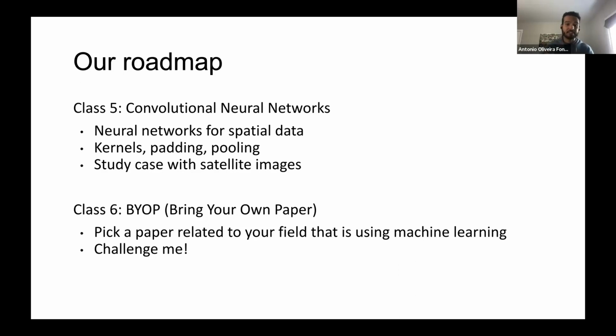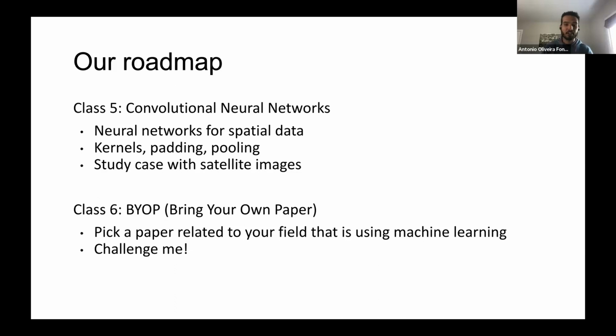And the last class, right? I did it last year and I think it was quite interesting, right? I call it bring your own paper. Okay, so how does it work? Most likely you guys have some machine learning paper in your field, right? That's doing some data analysis that you would like to be able to understand a little better, right? So I reserved that class for us to discuss these works.